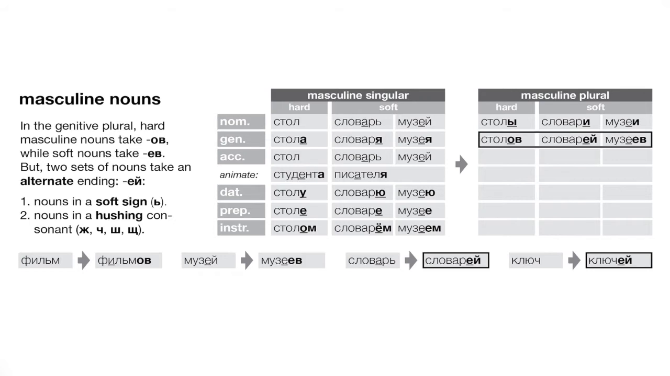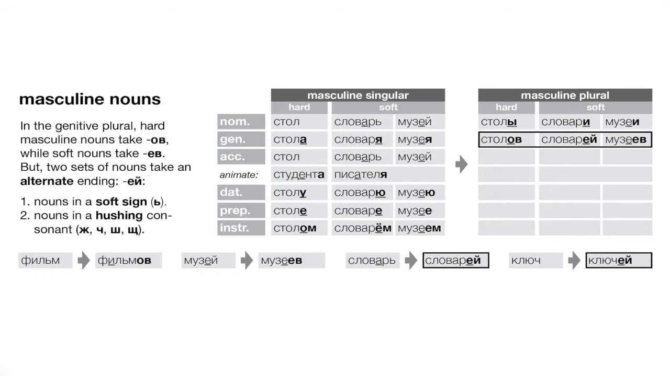There's one other category: hard masculines ending in a hushing consonant, like ch, zh, sh, shch. They also take -ey. So klyuch gives klyuchey. And a lot of those nouns are also end-stressed. One last note on stress: if we look over the plural forms in the table, stoly, stolov, slovari, slovarey, muzei, muzeyev. While there are always going to be exceptions, generally speaking, any stress shifts we saw in the nominative plural will carry over to the genitive and to all the remaining forms. There are exceptions, but that's a pretty reliable rule of thumb.